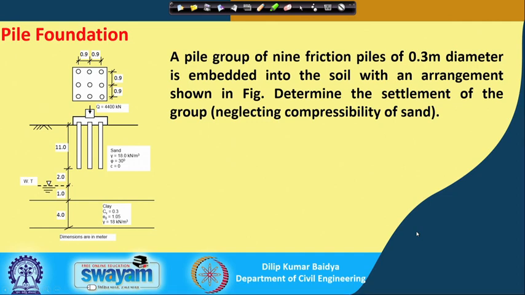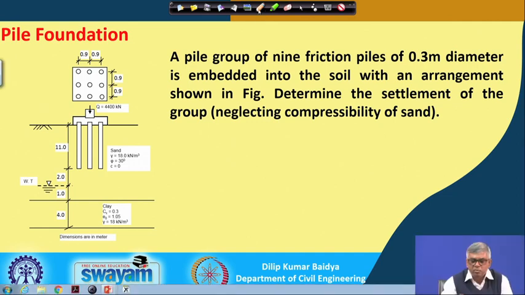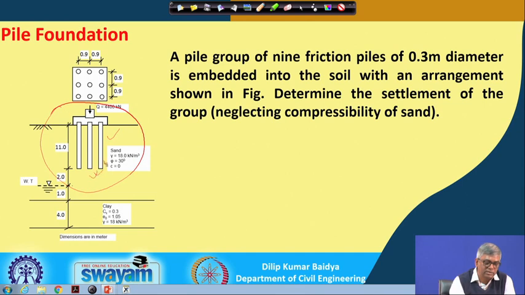You can see here, given a pile group of 9 friction piles of 0.3 meter diameter embedded into the soil with an arrangement shown in the figure, determine the settlement of the group neglecting compressibility of the sand. As I have told you the model, this is the uniform zone, the pile is embedded in sand and also resting on sand.